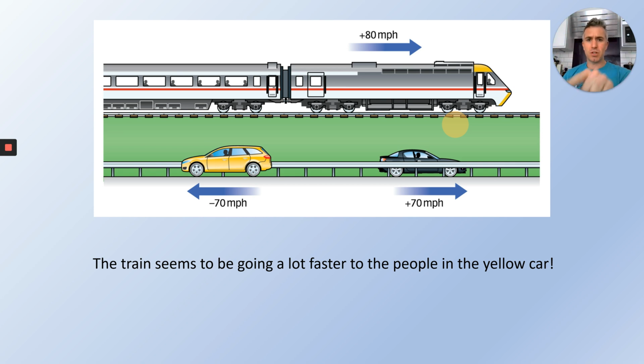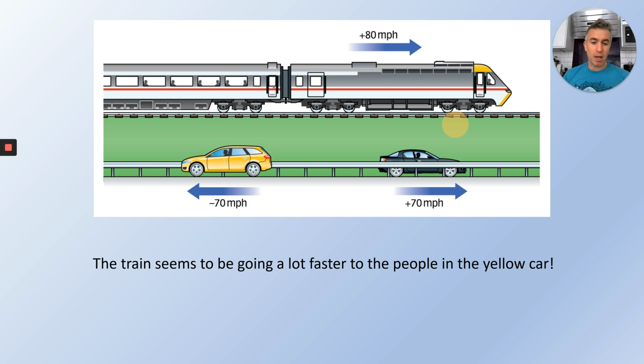But if you're on that train and you look at the yellow car, this train's going 80 miles an hour that way, that car's going 70 miles an hour that way. That's actually a difference of 150 miles an hour. So if you're on that train and you see that yellow car, you'll see them moving so fast.